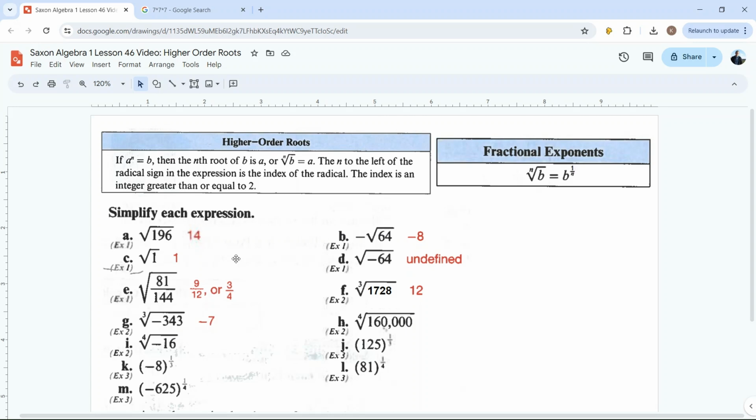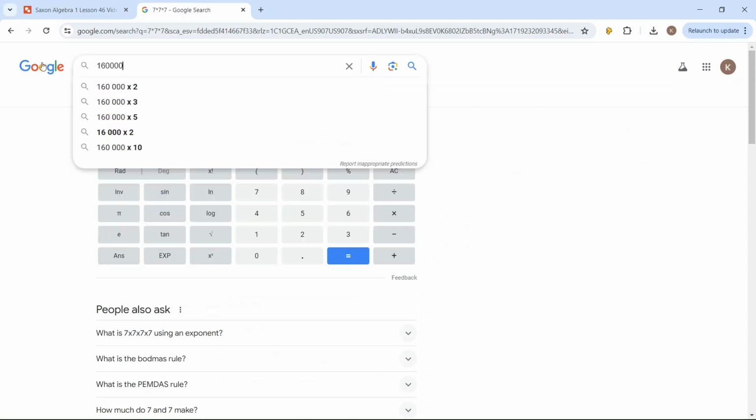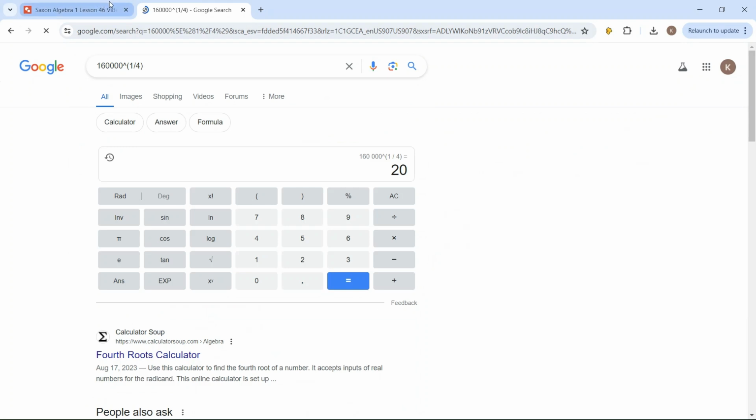How do I find the fourth root of 160,000? I know this is going to have to do with the number 4. I'm guessing it's going to be, or no, maybe not. This is kind of a hard one to figure out too. But all I have to do is find a calculator and do 160,000 to the 1/4. The answer is going to be 20.